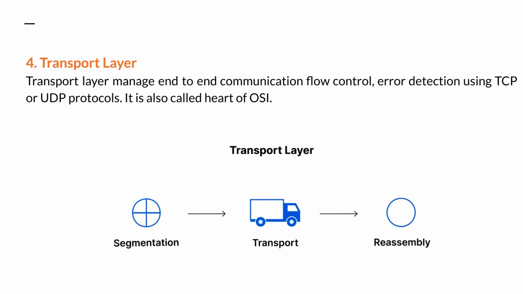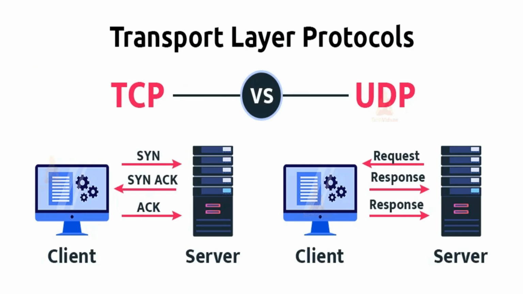Layer 4 is the transport layer, often called the heart of the OSI model. It manages end-to-end communication flow control and error detection using TCP or UDP protocols. This diagram illustrates the difference between TCP, which uses a handshaking process, and UDP, which is connectionless.